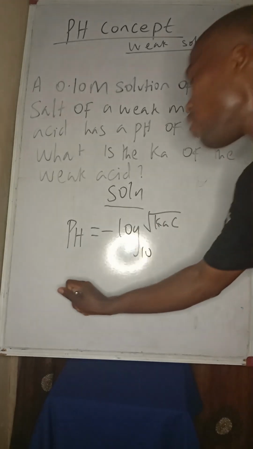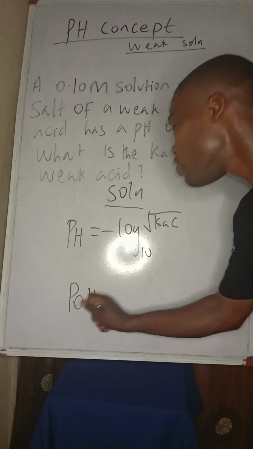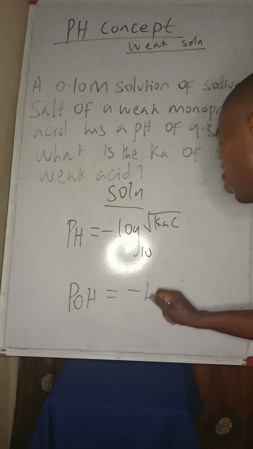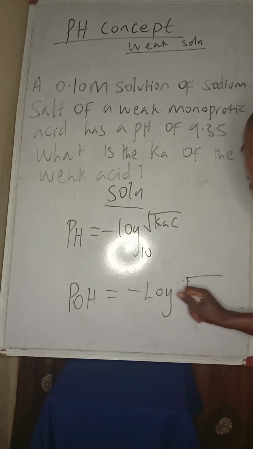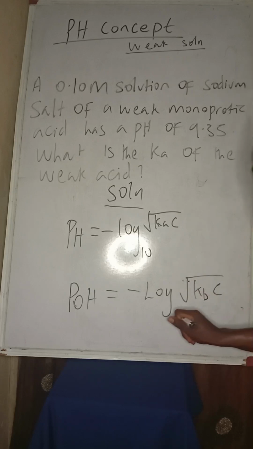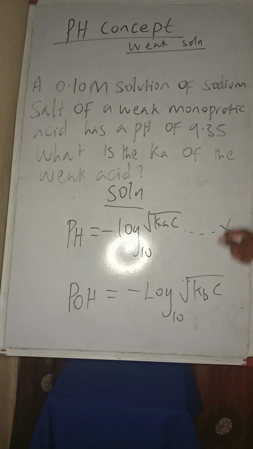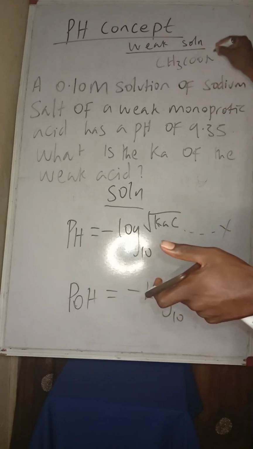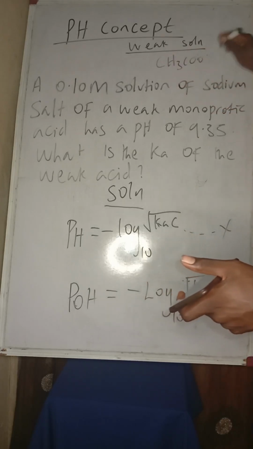That means we are going to solve the question like this: pOH is equal to minus log of the square root of KbC to base 10. I'm going to use this approach to solve the question, not the other one. That one is for a weak acid. But because it's a sodium salt of a weak acid, it's going to be treated like a weak base. So treat it like a weak base. For instance, let me give an example: CH3COONa. Now, this acid is acetic acid.